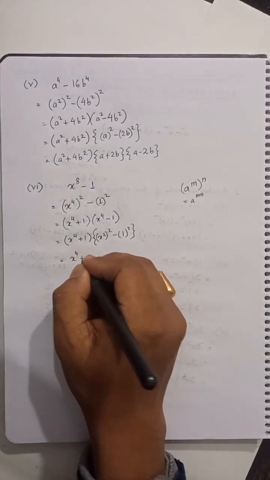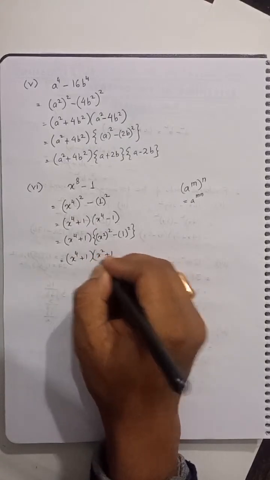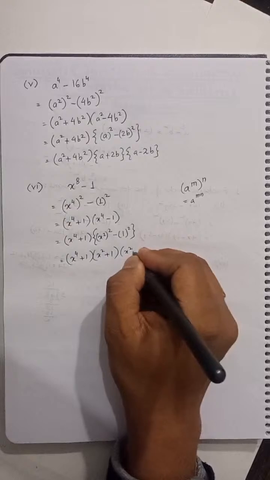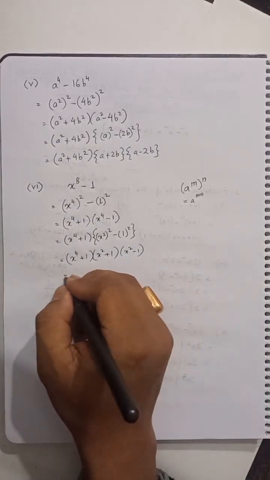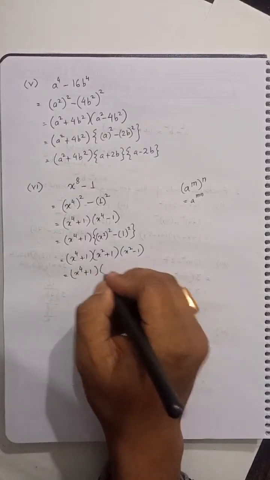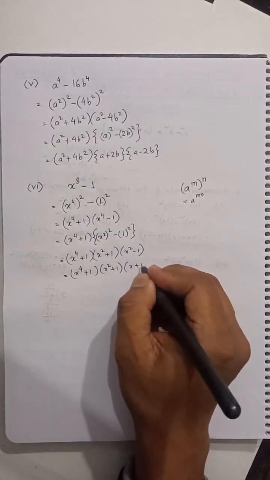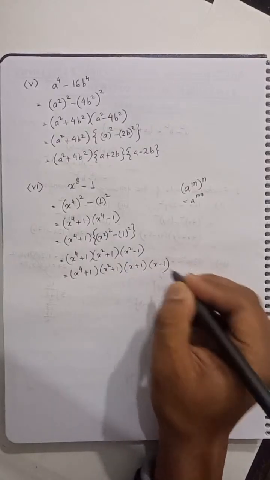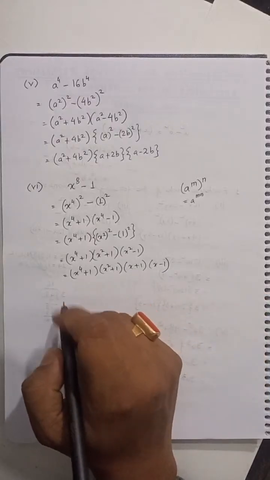x to the power 4 plus 1, so this is x square plus 1 and x square minus 1. So again we will break x square minus 1, so I will straight away write the answer: x to the power 4 plus 1 into x square plus 1 into x plus 1 into x minus 1. So this is the solution of our factorization.